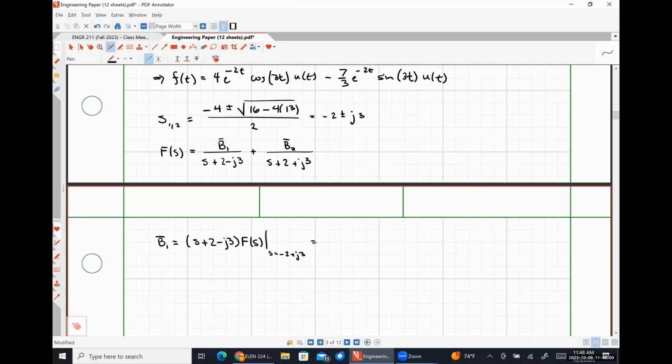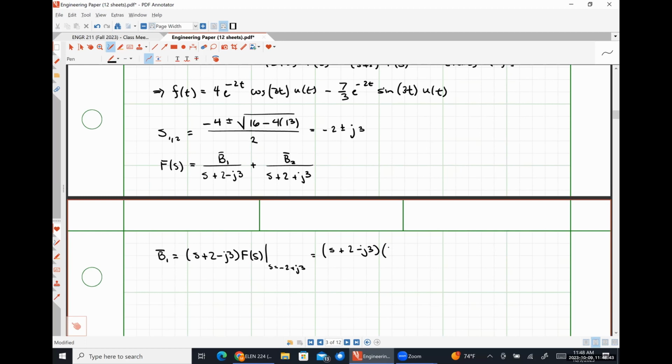All right. Because I need this value of s to make this thing look like 0. So whatever value of s makes this look like 0 is what I'm evaluating it at. In order to cancel out the +2, I need the -2 in the real part. In order to cancel out the -j3, I need the +j3. So s plus 2 minus j3 times my numerator, 4s plus 1, over s plus 2 minus j3 times s plus 2 plus j3, evaluated at s equal to -2 plus j3.